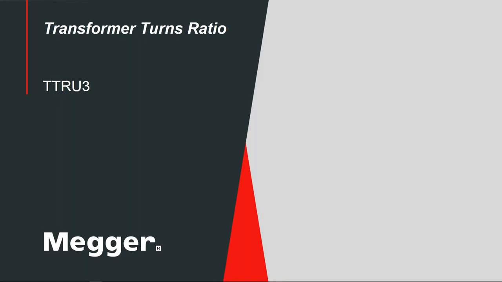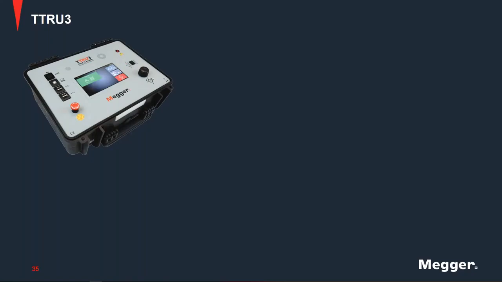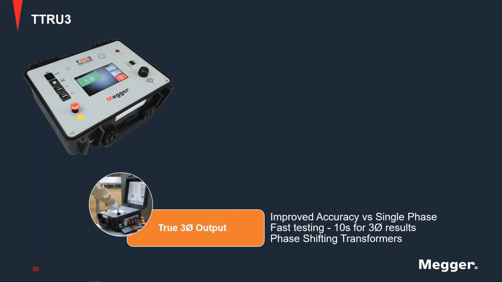So how does the TTRU3 help you with all of these different factors impacting your results? The TTRU3 has a true three-phase output. So as we were just talking about with single phase versus three-phase, you do get improved accuracy versus that single phase switch testing. It also allows the testing to be done very fast, 10 seconds for all three phases, and it enables you to test phase shifting transformers, something that is not easily done with single phase switched output.